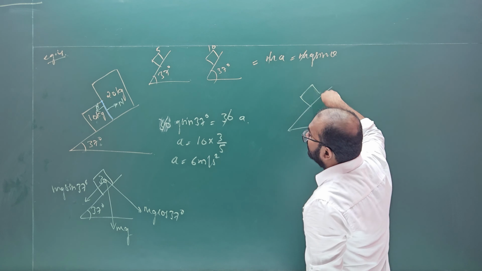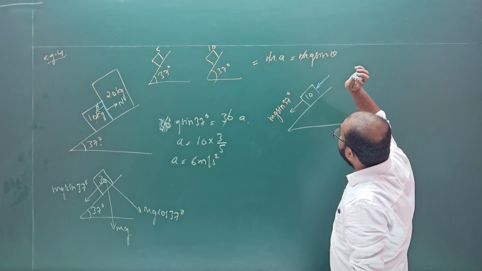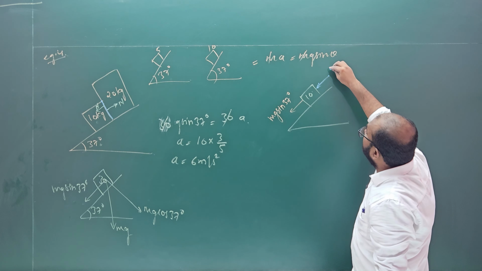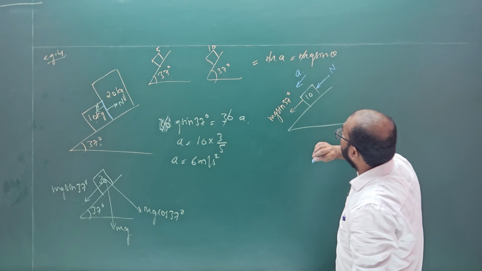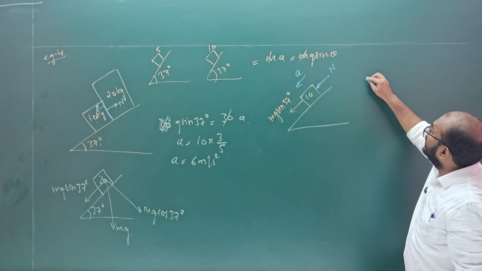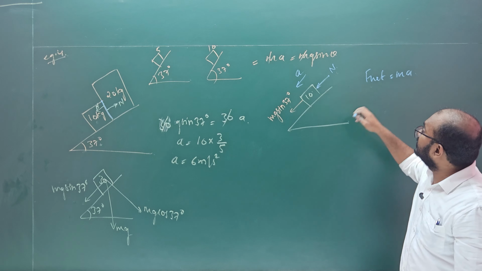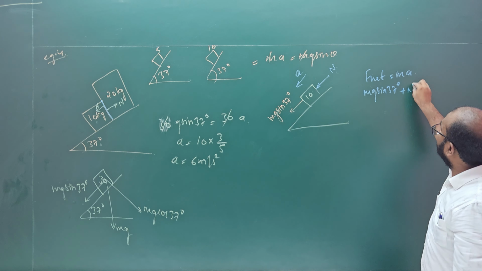Then can I say that this mg sine 37 is acting in this direction, and normal of B is also acting in the same direction. Body B is pressing or touching this object in this direction, that is n. And we are saying that acceleration is also along the same direction. Then if I want to write the F net, F net is nothing but ma. Writing the equation, two forces are acting, n and mg sine 37, both in the same direction. So mg sine 37 plus normal equals 10a.